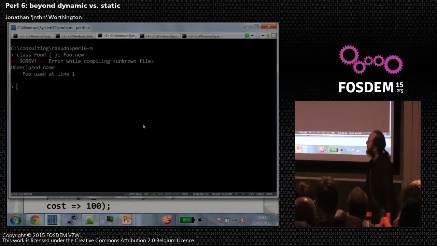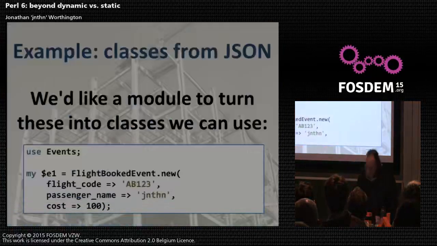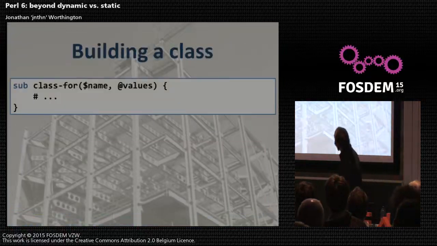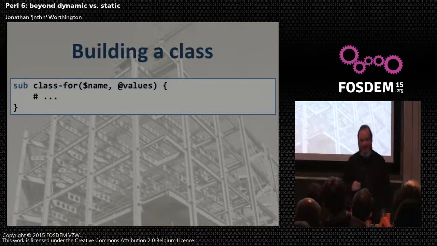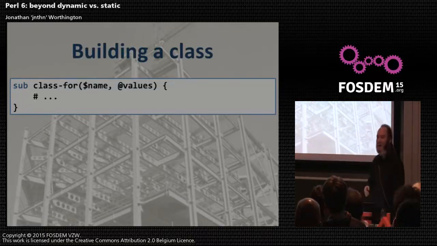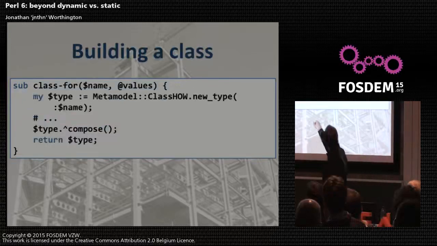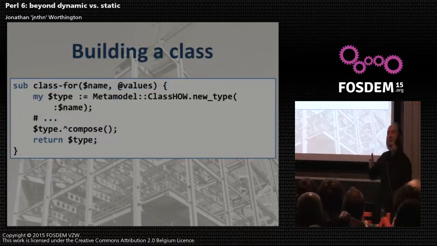So we actually want to know these names exist. Okay, so we can't just really cheat here. So let's have a look at how we do it. Well, what we're going to do is, first of all, just write a little helper subroutine to create classes. And it's going to get a name, and it's going to get the set of values that we want to have attributes for. And we're going to go off to our meta model, and we're going to take a class that's called a class how.